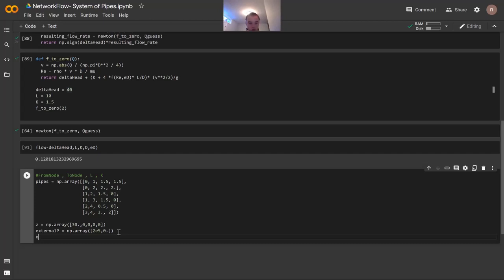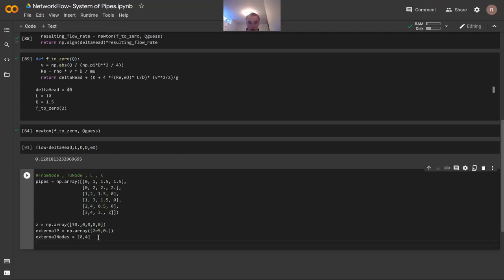Now what are our external nodes? We said they were 0 and 4, so we can put those into their own array. So external nodes equal, and we said those were 0 and 4. And what else do we need?